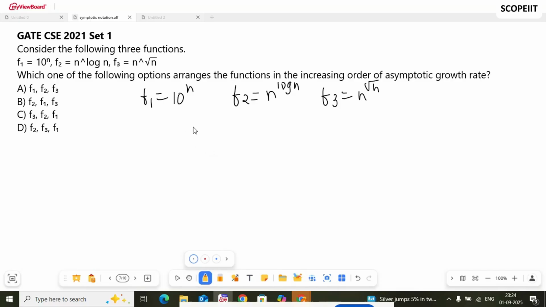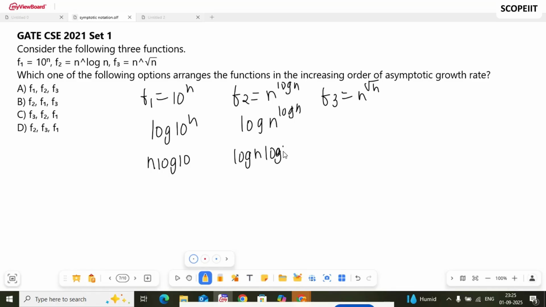Now, to solve this type of question, which is in power, if you take log of this one, it will become log of 10 to the power n. In log, the power always goes to the left-hand side, so it will become n log 10. Now if we take log here, it will become log of n to the power log n, so it becomes log n times log n. Same here, log of n to the power under root of n becomes under root of n times log n.